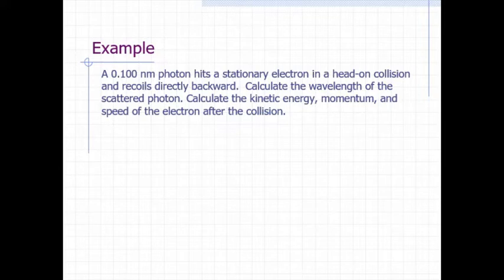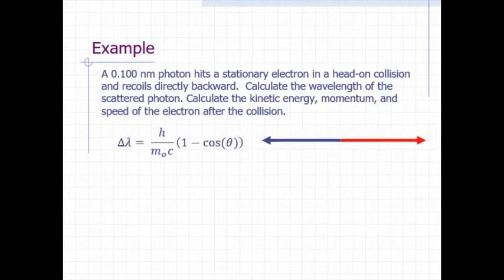We use the equation that Compton derived for the wavelength shift. The wavelength shift, delta lambda, is equal to h over m naught c times 1 minus cosine theta. Here, h is Planck's constant, m naught is the rest mass of the electron, and c is the speed of light. Theta is the angle between the direction of incident light and that of the scattered light. We can see that this angle is 180 degrees or pi radians.